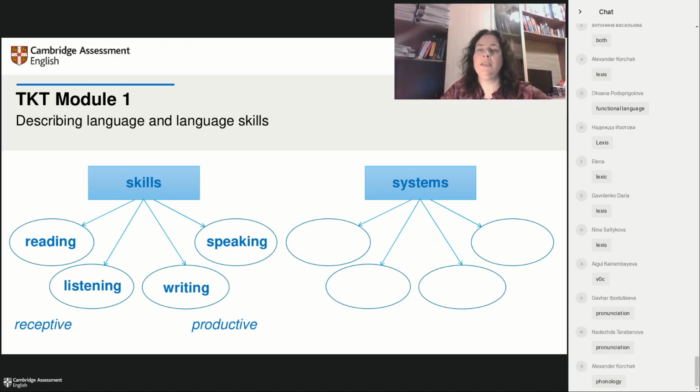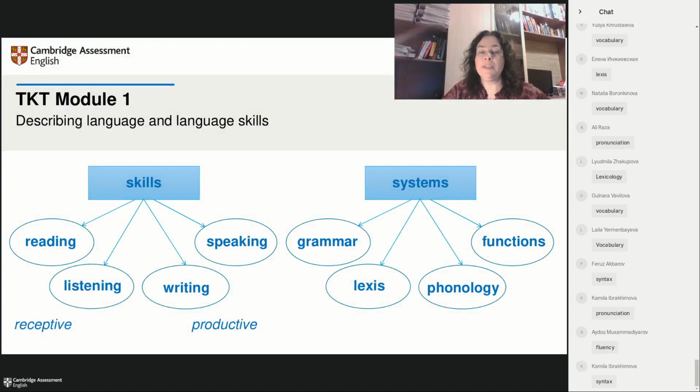Lexis, great. Functions, very good, Oksana. Pronunciation is covered in TKT, yeah, very good. If we talk about accuracy and syntax, of course, in some of the components of the course and the test, you might be assessed on your understanding of those, but they're not specified in the areas you need to focus on, right?